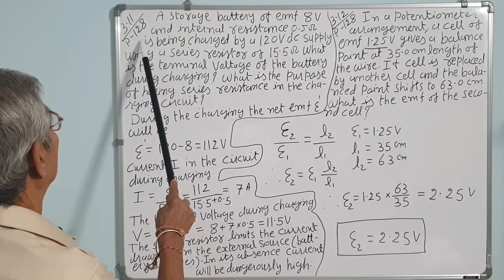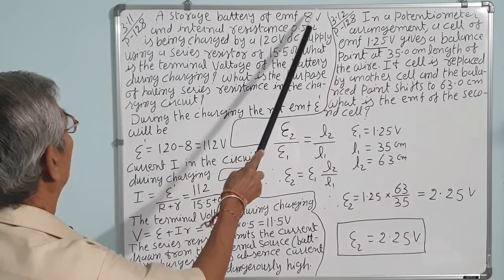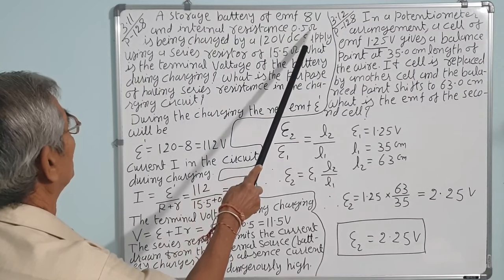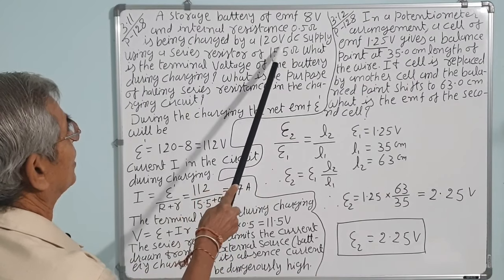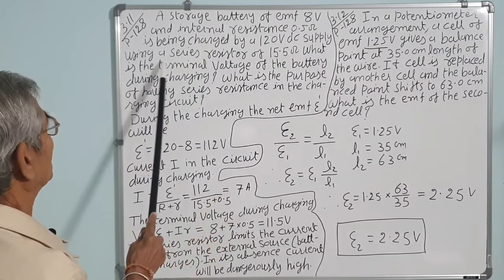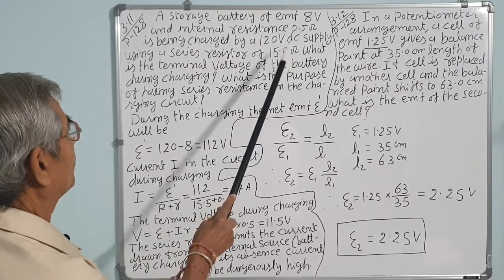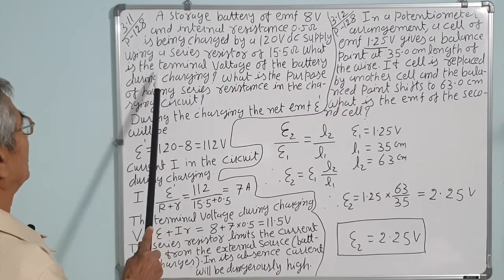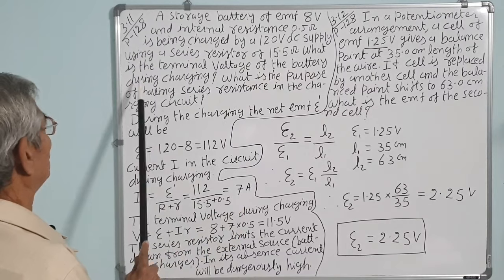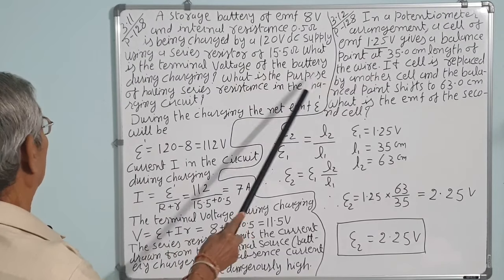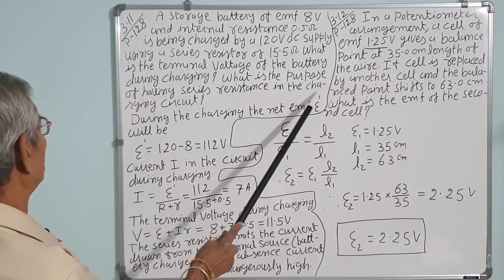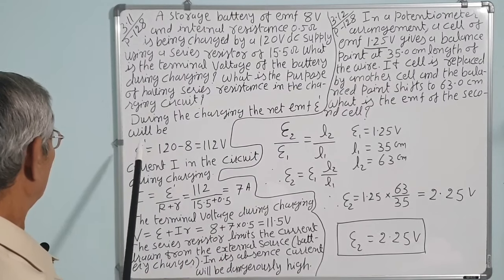3.11, page number 128. A storage battery of EMF 8 volt and internal resistance 0.5 ohms is being charged by the 120 volt DC supply using a series resistor of 15.5 ohm. What is the terminal voltage of the battery during the charging? What is the purpose of having the series resistance in the charging circuit?